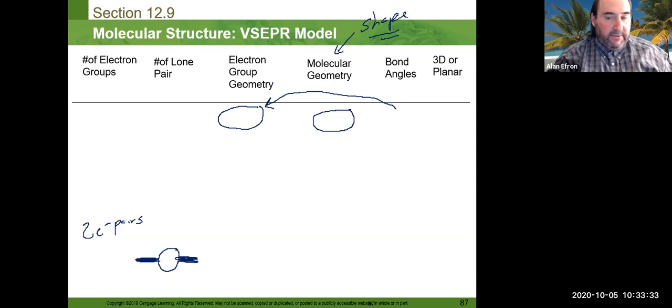When we do geometry, it's referred to as VSEPR, which stands for valence shell electron pair repulsion model, which is a long name. That's why it's abbreviated.